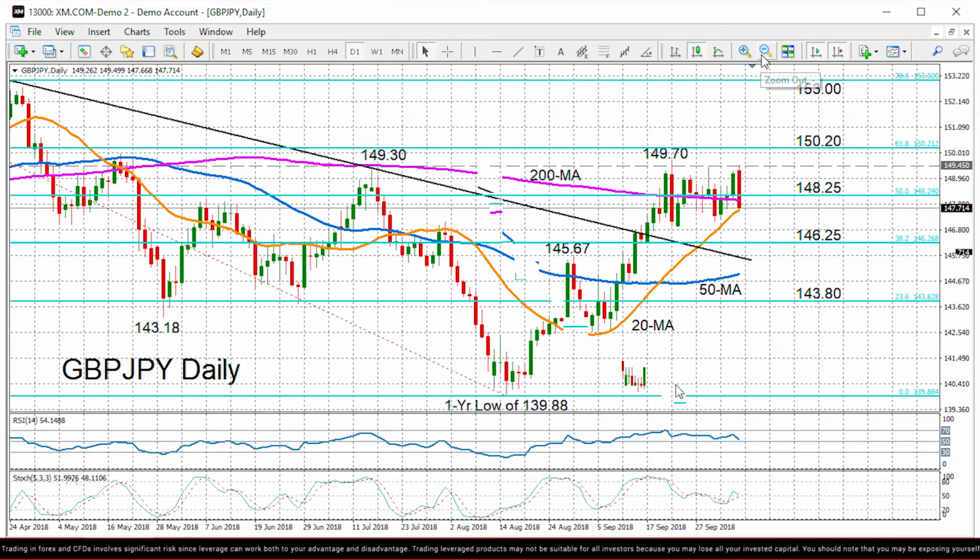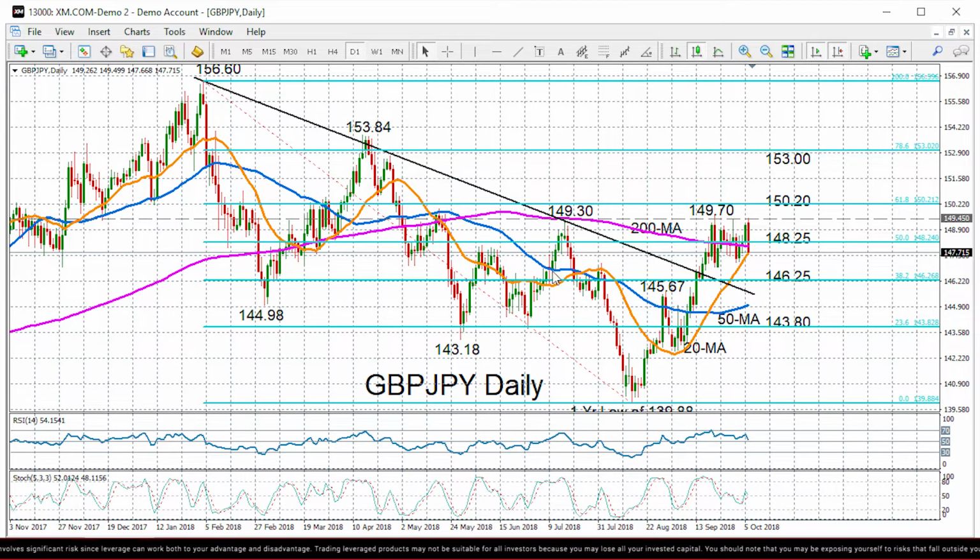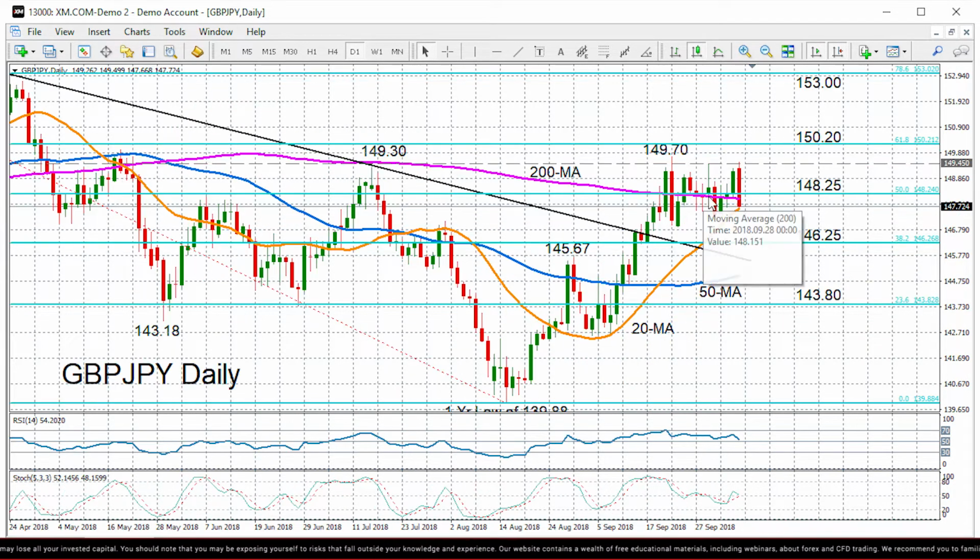So that bearish picture did start to change in September when we saw price action breaking above that descending trend line. However, since then, pound yen has failed to break above that key resistance at 149.45. So that's the immediate resistance level that pound yen needs to clear.